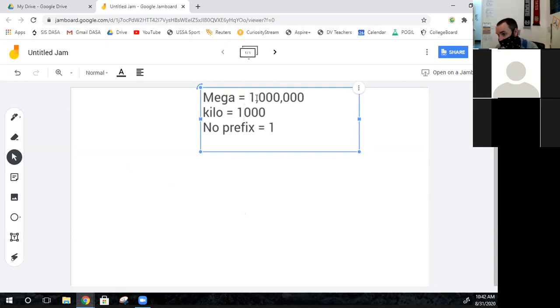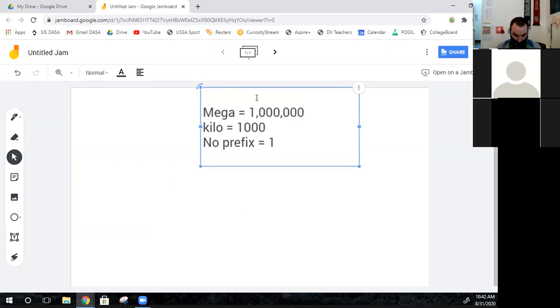You probably have heard of megabytes. Megabytes, those are 1 million bytes, and a single byte is a 1 or a 0. A megabyte is 1 million ones and zeros. There are many prefixes after that. It is giga, or giga, some people say. Giga is 1 billion.